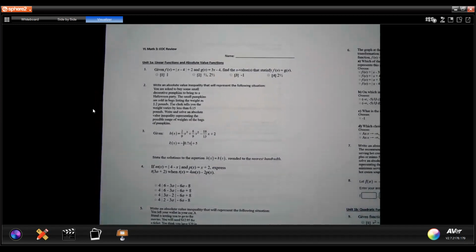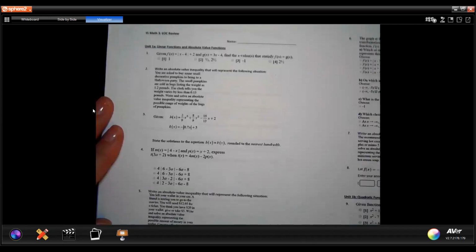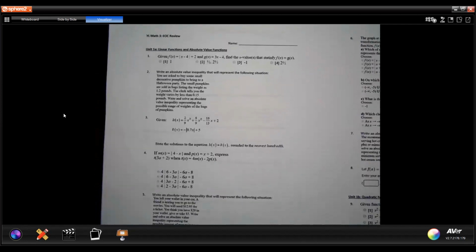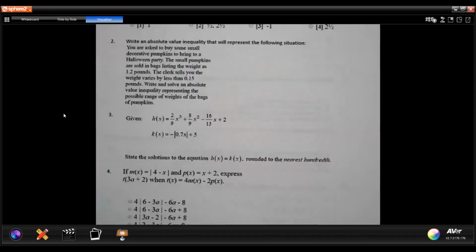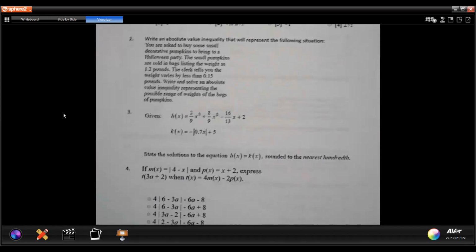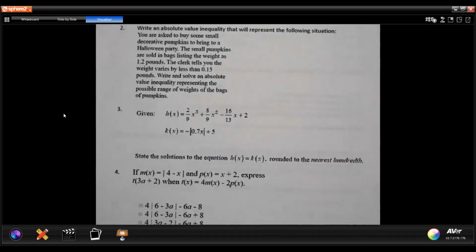All right, so the first problem that we're going to work on together is problem number 3. So they ask us to find the solutions when h of x equals k of x. And the nice thing is, anytime you are looking for solutions when two functions equal each other, you just graph them and you see where they cross. That's all you have to do.